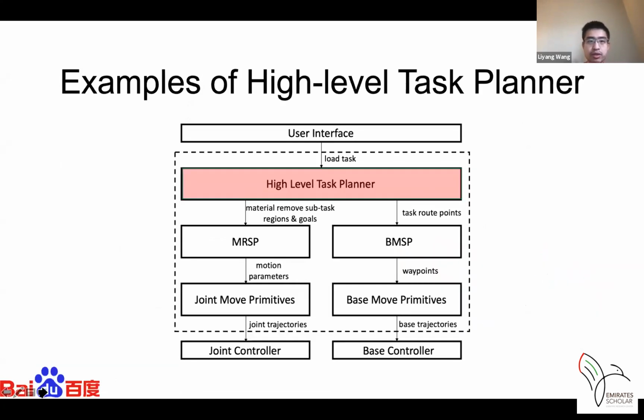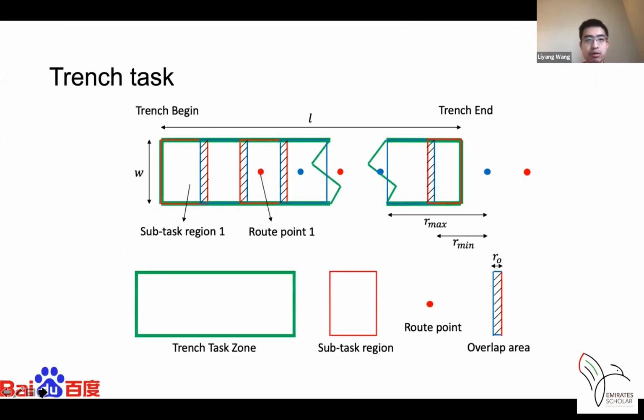For the next slides, here is an example of our high-level task planner. Below, I will introduce 3 different kinds of tasks, and let's see how the high-level task planner can divide them into subtask problems. So the first is a trench task. For this figure, the trench begins on the left and ends on the right. And the green box is the entire trench task zone. And it has to be divided into subtasks. And we can see the red dot and blue dots here are the route points.